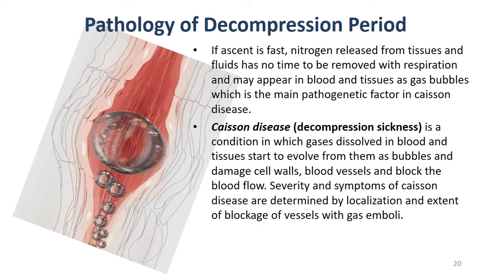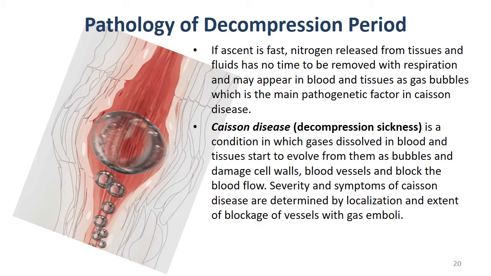Pathology of decompression period. If ascent is fast, nitrogen released from tissues and fluids has no time to be removed with respiration and may appear in blood and tissues as gas bubbles, which is the main pathogenetic factor of caisson disease.